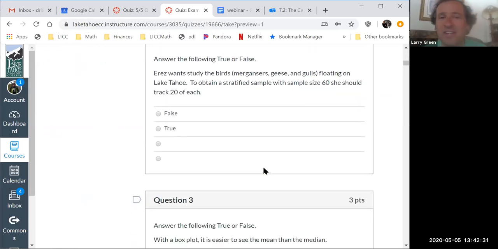Okay, let's go through these, and I want to see how you guys do. By the way, I do like to put in your names, so that's just for fun. That's the only reason I do that. Maybe it made a couple of you smile. That's all I want. So true or false? Erez wants to study the birds, mergansers, geese, and gulls floating on Lake Tahoe. To obtain a stratified sample with sample size 60, she should track 20 of each.